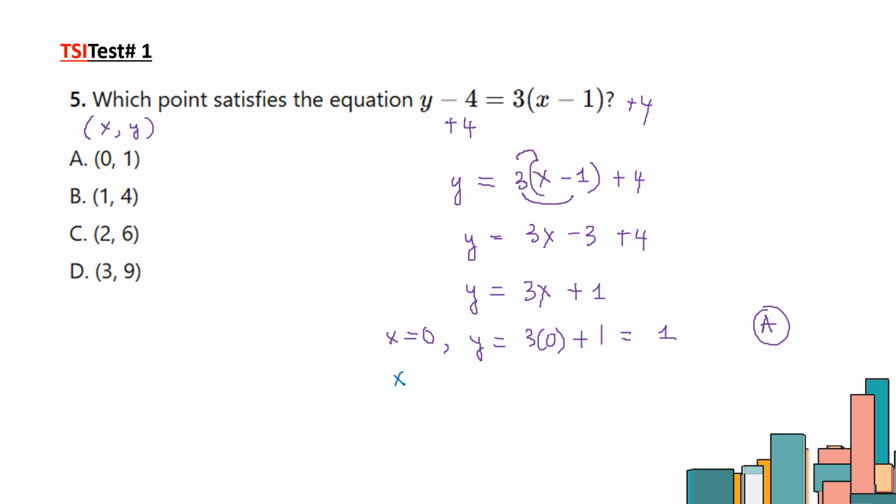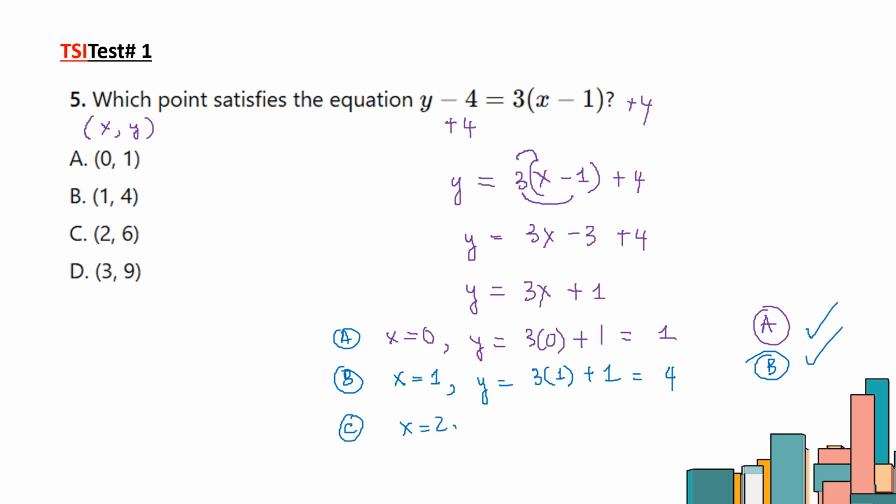Okay, so the second one, B, is 1 when x equals 1. This is A, this is B. So y will equal 3 times 1 plus 1. 3 times 1 is 3, plus 1 is 4. So this one is also a correct answer. Okay, so C, if x equals 2, then we have y equal 3 times 2 is 6, plus 1 is 7. And this one says 2 comma 6, so C is not the correct one.